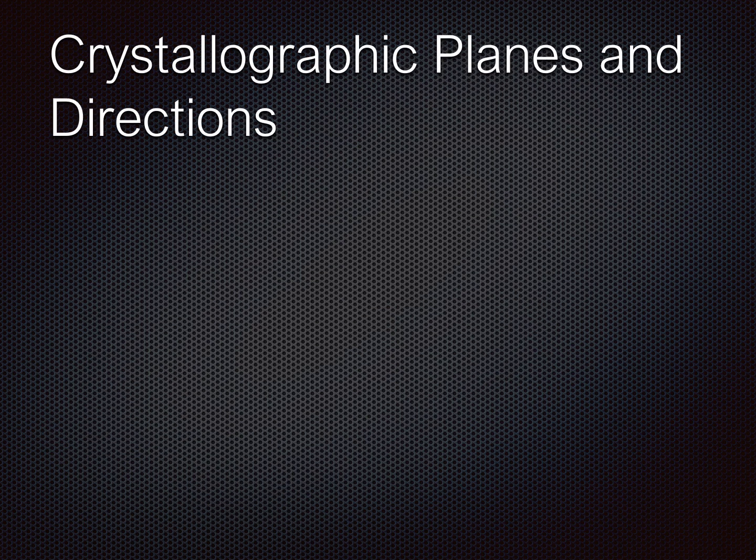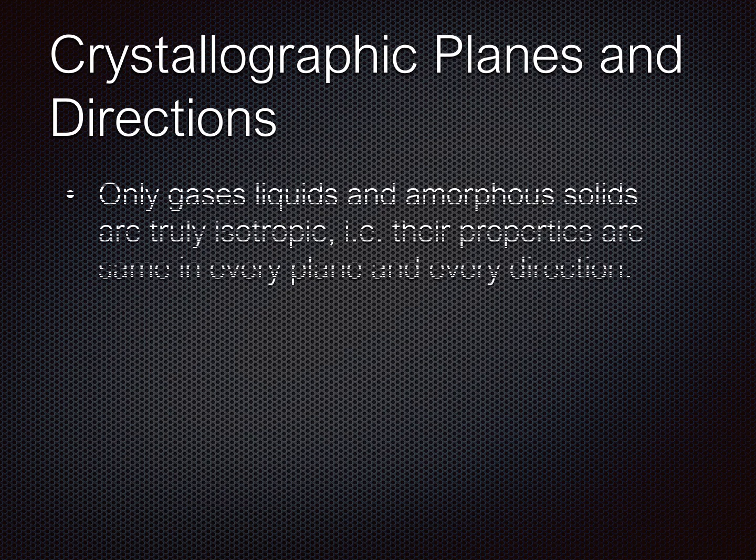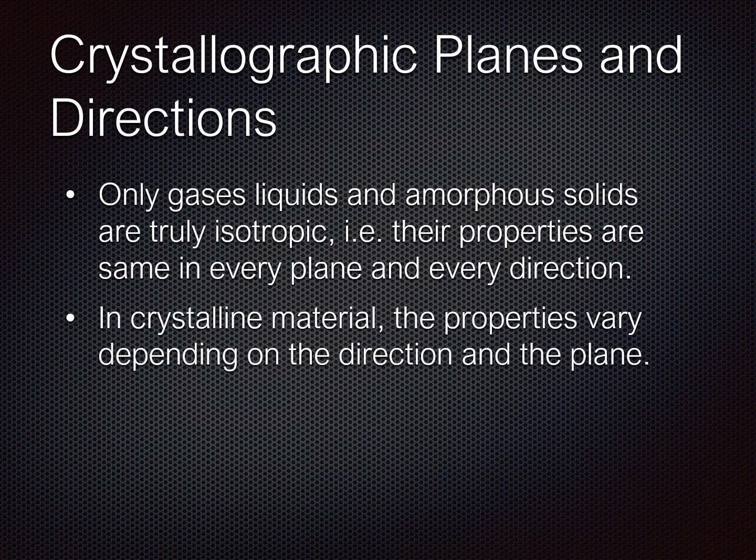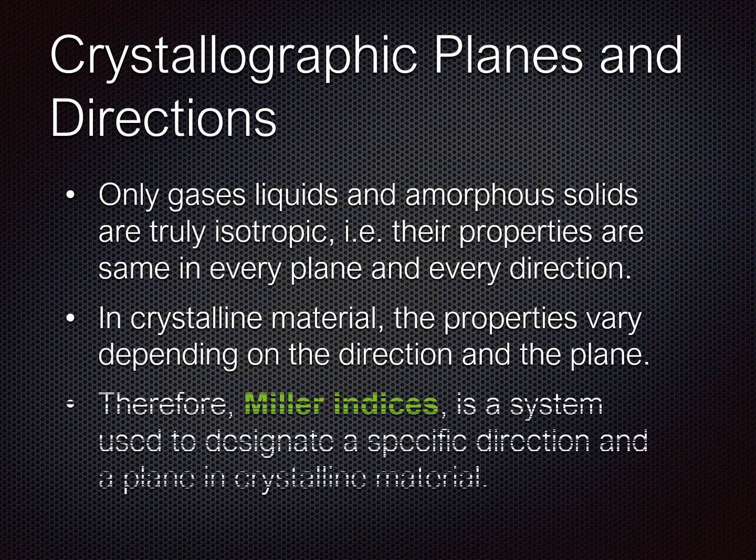Now it is time to get ourselves acquainted with the concept of crystallographic planes and directions. Only gases, liquids and amorphous solids are truly isotropic. That is, their properties are the same in every plane and direction. In crystalline materials, the properties vary depending on the direction and the plane. Therefore, Miller indices is a system used to designate a specific direction and a specific plane in a crystalline material.